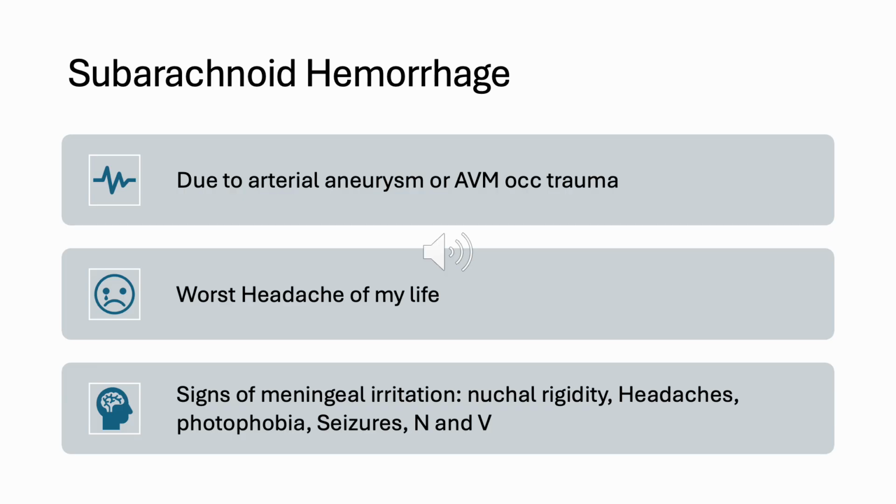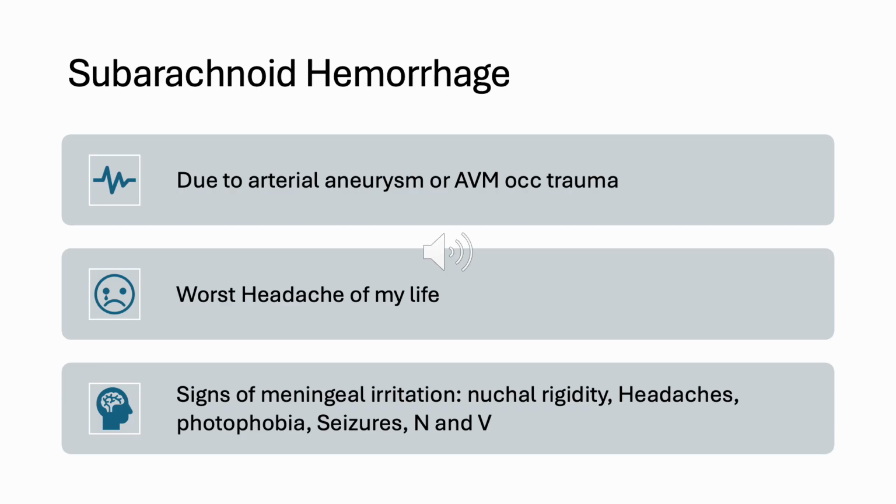Subarachnoid hemorrhage can happen for a few different reasons. It could be due to an arterial aneurysm or an arterial venous malformation. Occasionally, it could be due to trauma. It could be due to really high blood pressure and somebody has an AVM and it just bursts. Typically, patients present with the worst headache of their life and meningeal signs.